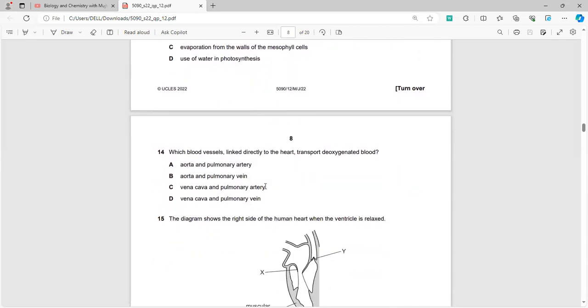Now, in question number 14, we have always known that arteries carry oxygenated blood, whereas veins carry deoxygenated blood. However, the only exception to this rule is the pulmonary artery and the pulmonary vein. Why? Because the pulmonary artery carries deoxygenated blood towards the lung, and the pulmonary vein carries the oxygenated blood back towards the heart, so it can be pumped throughout the body. So they say which blood vessels carry deoxygenated blood, the pulmonary artery and the vena cava. The vena cava carries all the deoxygenated blood back towards the heart.